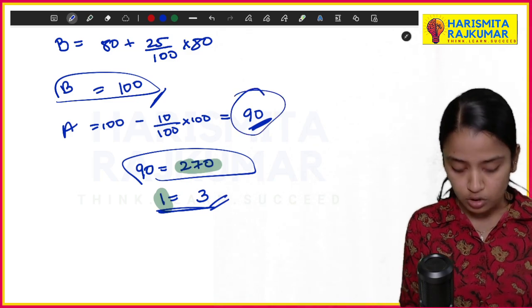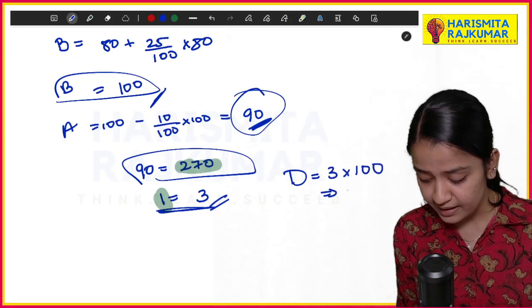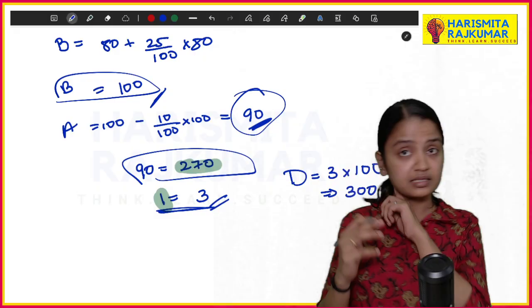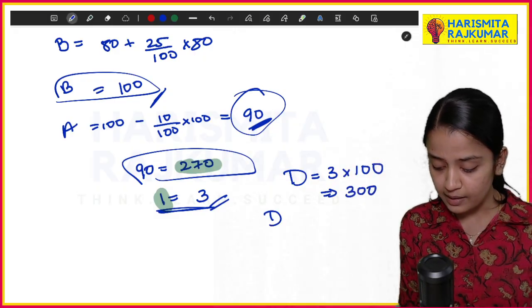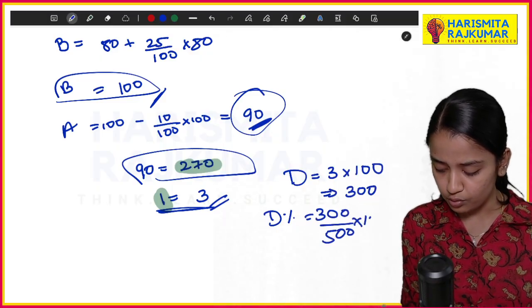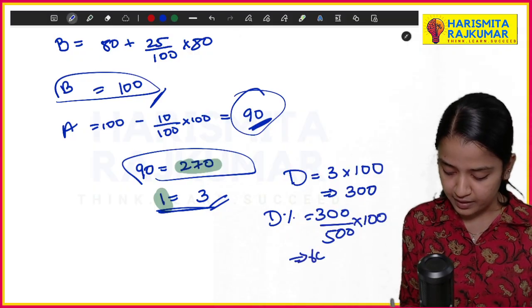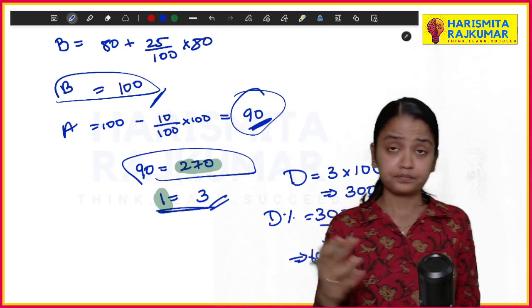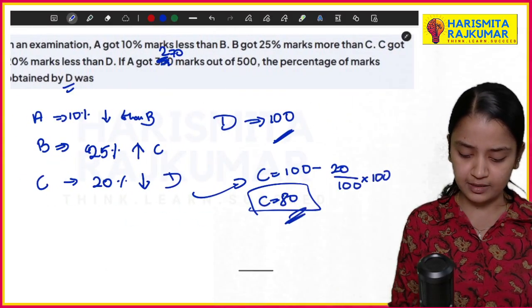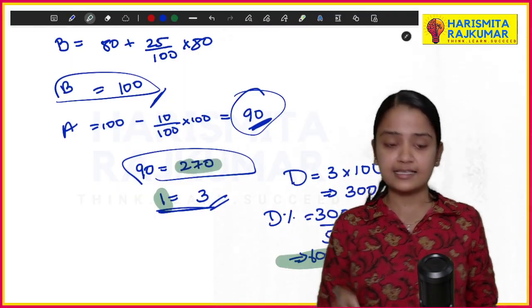So D will be 3 into 100, so basically D will be 300. So D got 300 marks. So D percentage will be 300 by 500 into 100. So in that you will be getting 60 percentage. So D might have got 60 percentage is your answer. Your final answer for this question is 60 percentage.